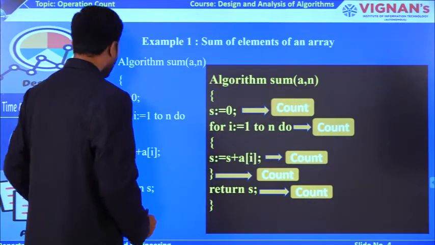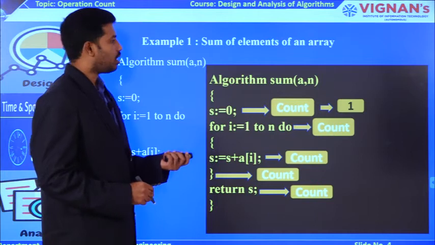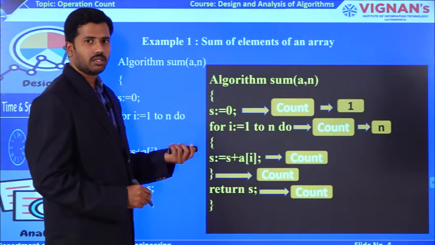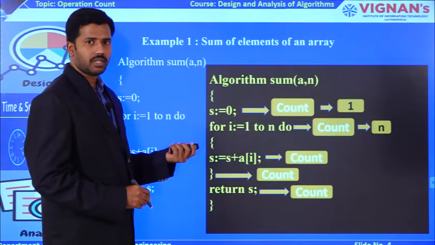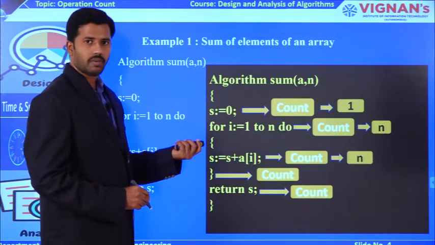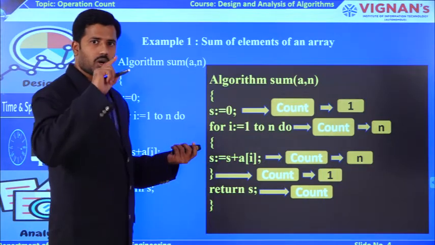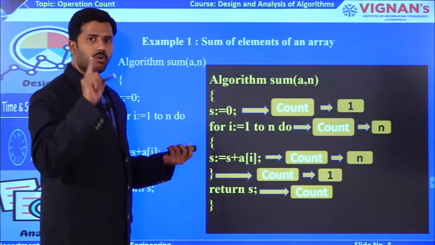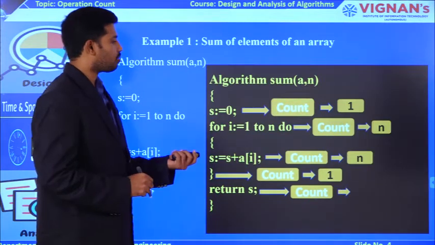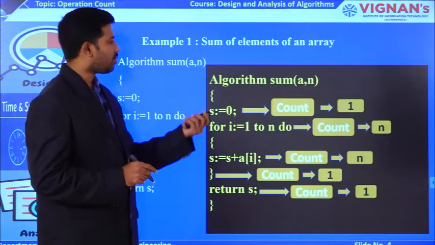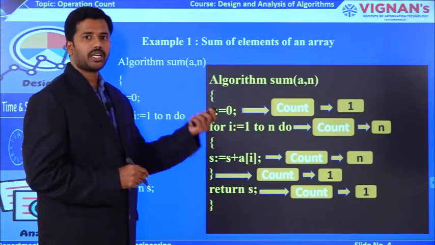Okay. So likewise, you are going to update the count variables like this. For the first count variable, the value is 1. For the second count variable, the value is n. For the third count variable also, the value is n. And for the fourth count variable, the value is 1. Why? Because the control is coming out of the for loop only one time, right? And the fifth count variable is also only 1. You are returning the result only one time. So likewise, you are going to have updated count variables.